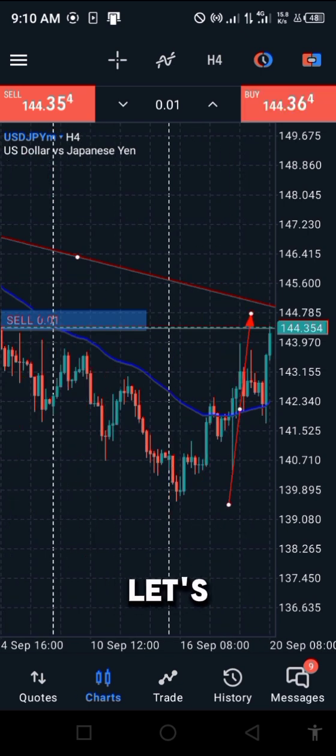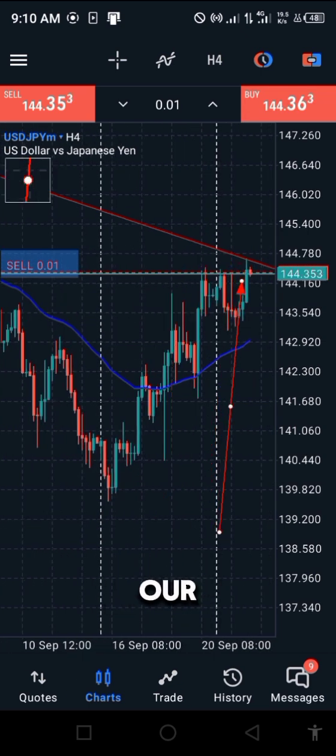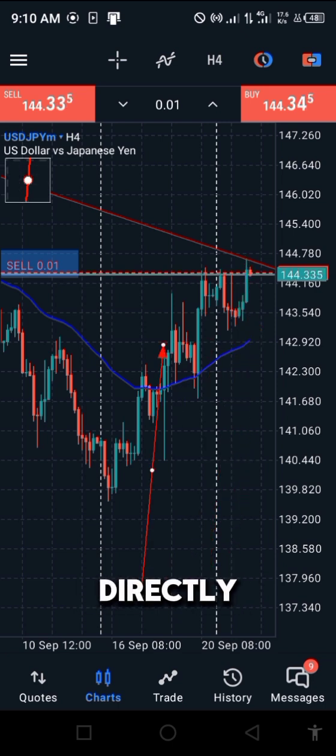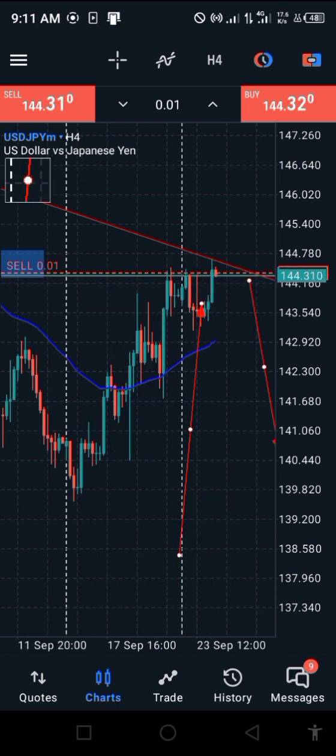So let's pull it to where our trade is. We can see that it's directly upon the resistance zone of our trade.